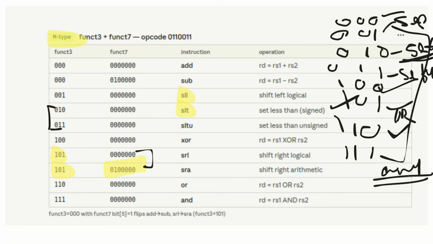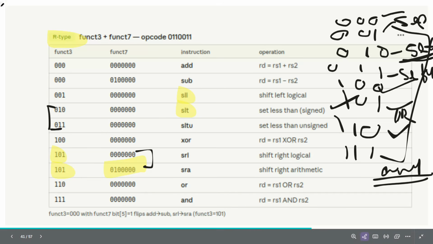001 is for shift left logical, and we have 010 and 011. This is shift left, set less than and set less than unsigned. Then 100 for XOR, 101 is for shift right logical and shift right arithmetic. Then OR and AND is what we have left. So OR would be 110 and 111 is for AND.